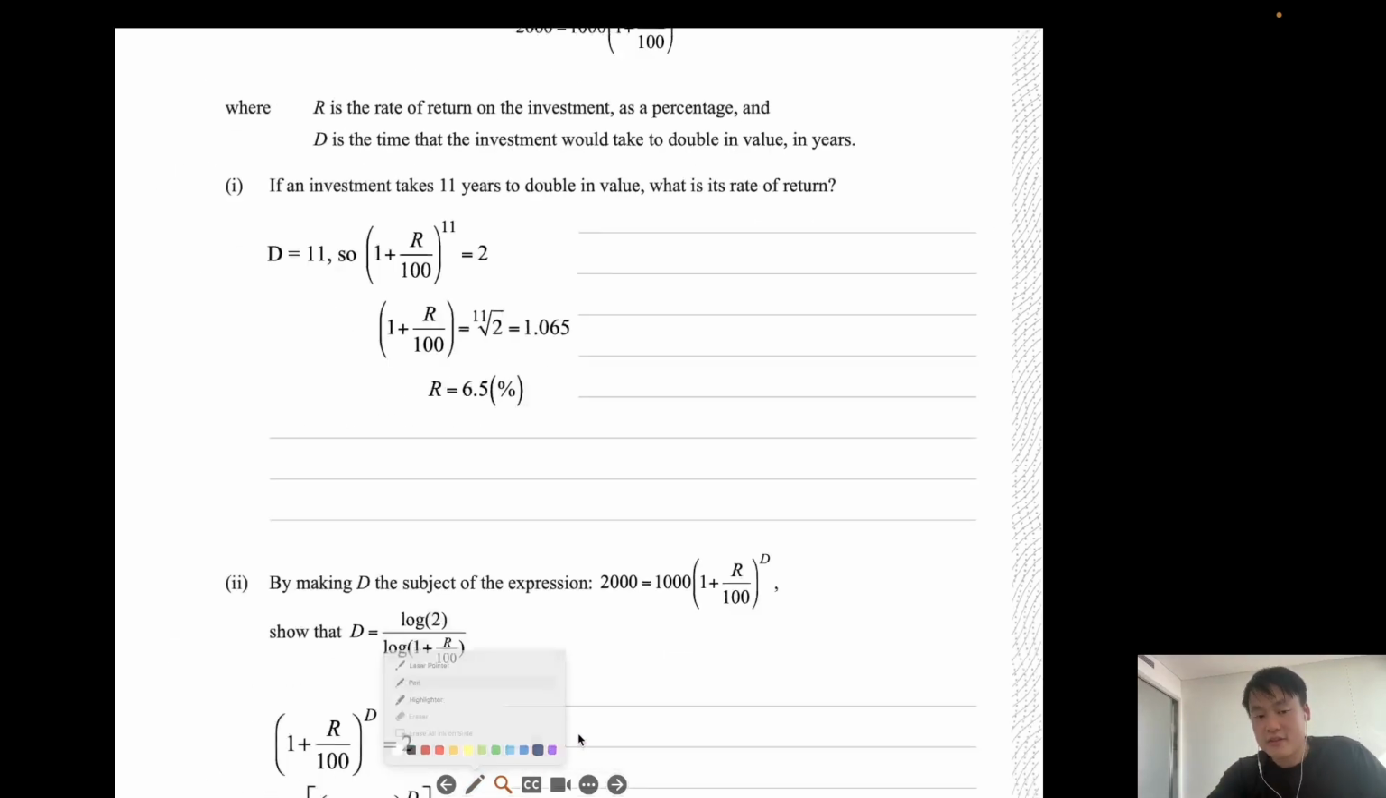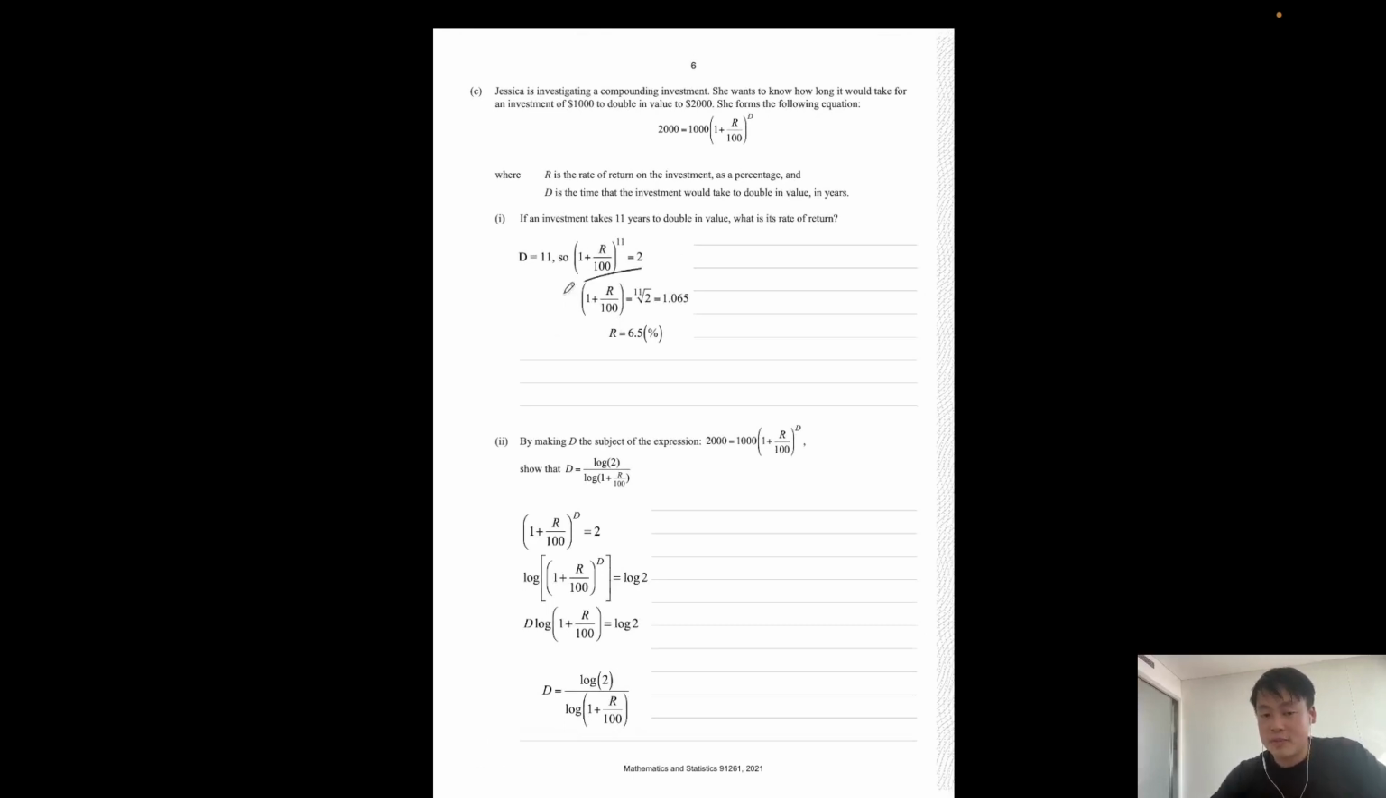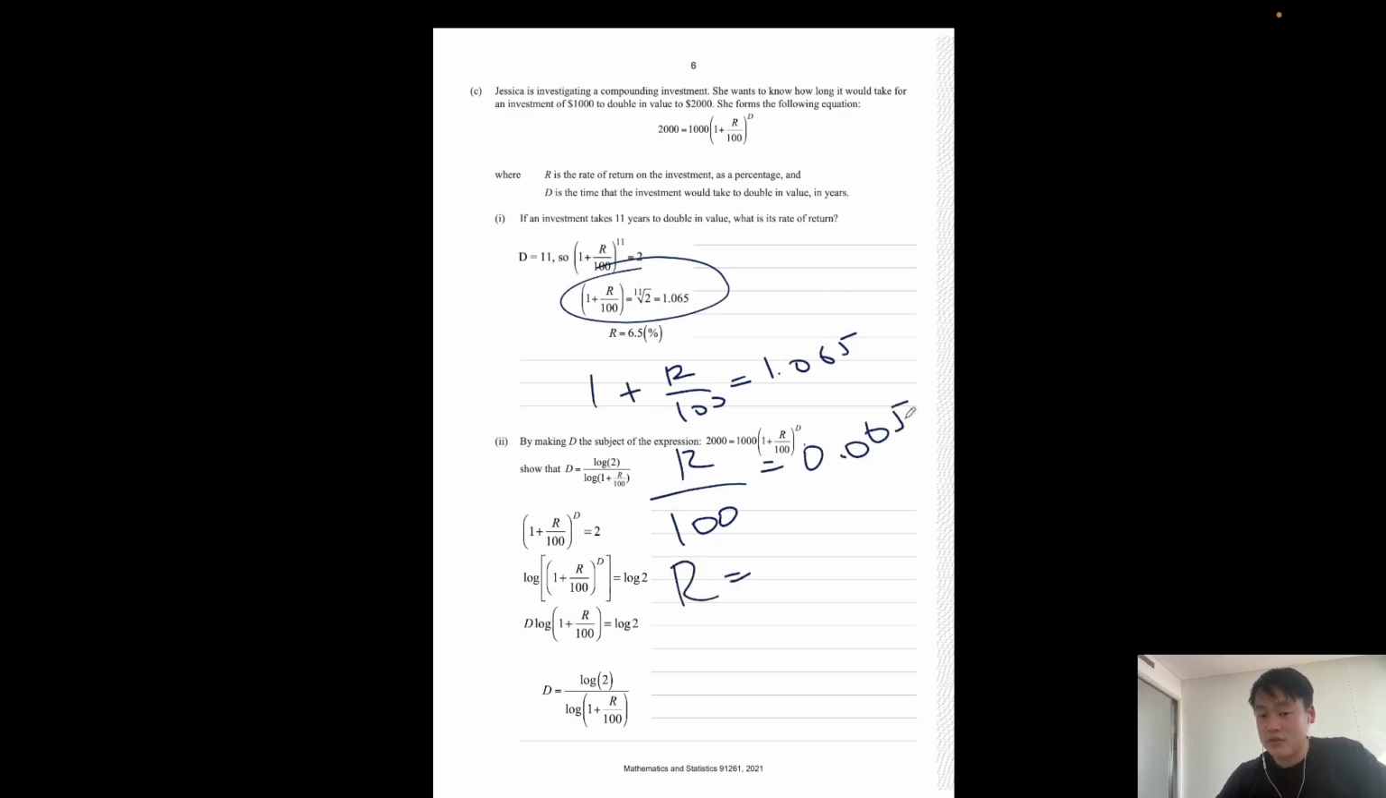In case that's not clear, I'll write it quickly over here. By the time you get to this step, you ought to know the basic algebra over here is just what? R over 100 equals this minus 1 over there, which is 0.065, and R is equal to this times 100, which is 6.5, which of course is 6.5%.